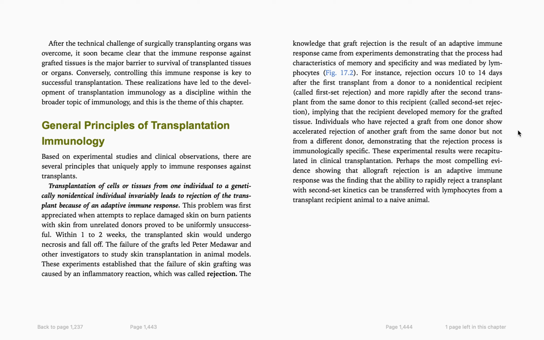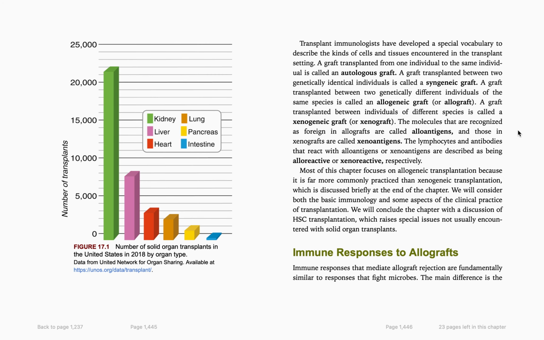These experimental results were recapitulated in clinical transplantation. Perhaps the most compelling evidence showing that allograft rejection is an adaptive immune response was the finding that the ability to rapidly reject a transplant with second set kinetics can be transferred with lymphocytes from a transplant recipient animal to a naive animal.